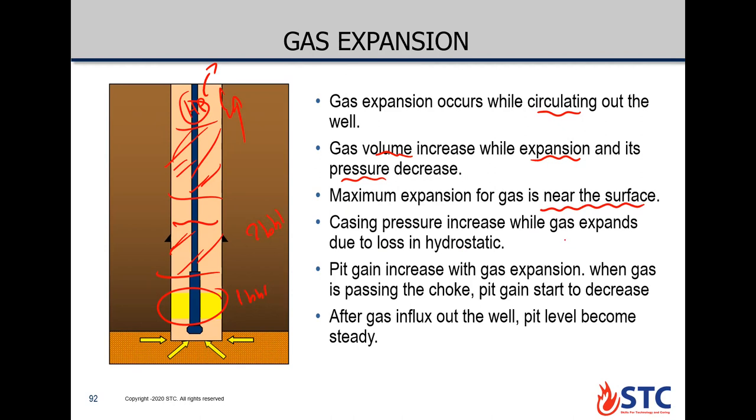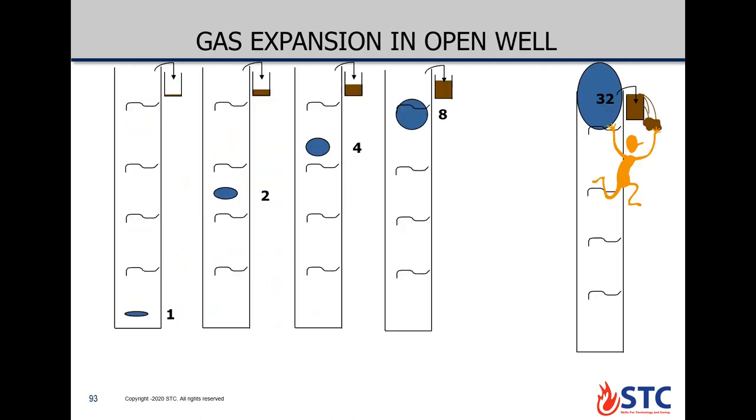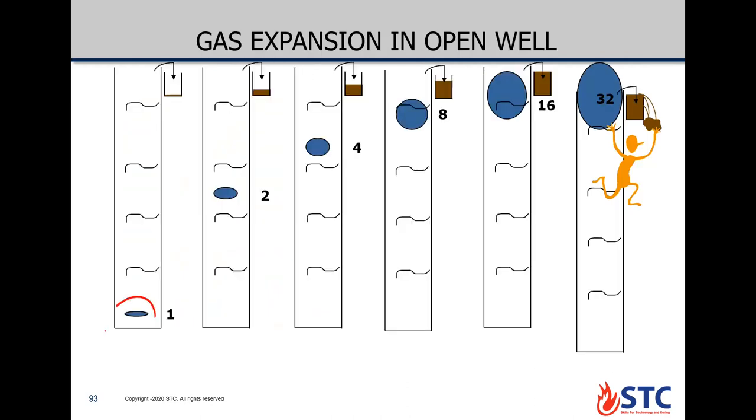Casing pressure increases while the gas expands due to the loss in hydrostatic. Pit gain increases with gas expansion, and when the gas is passing the choke, the pit gain starts to decrease. After the gas influx is out of the well, the pit level becomes steady. Look here at this slide. We start, for example, with 1 barrel. After some time, 2 barrels, 4, 8, 16, 32 at the surface.